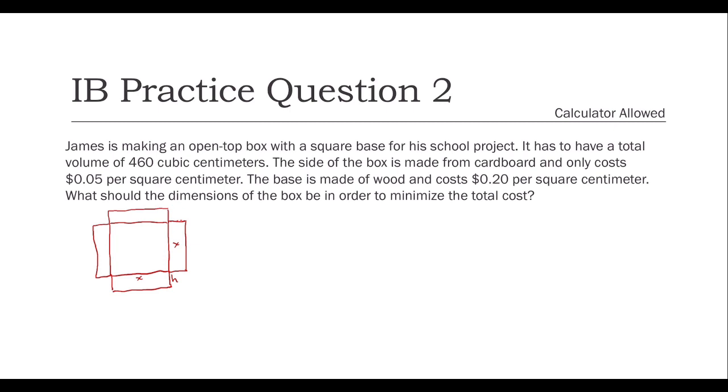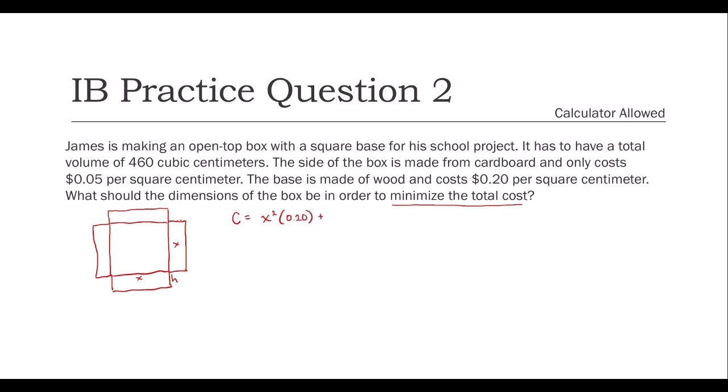So step 2 is write an equation for what's being optimized. And this says minimize the total cost. So we're going to write an equation for our total cost. So our cost is going to equal the amount it costs for the base. So our area of our base is x times x, which is x squared. And that's going to be multiplied by the cost per square centimeter for the base. So times 20 cents.